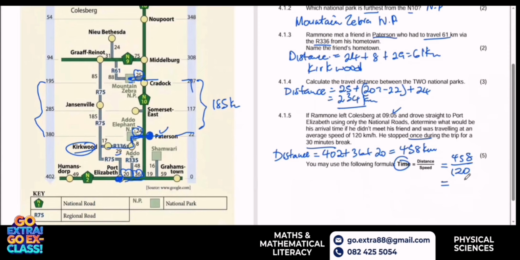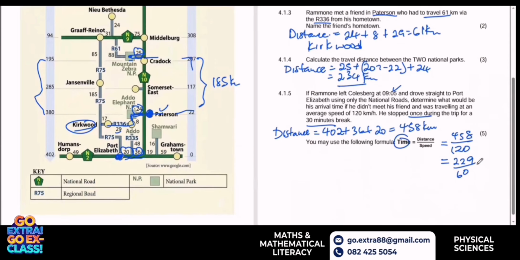I'm sure that in your calculator, if you divide this, maybe you'll get something that will look like 229 divided by 60. Remember, this is still an improper fraction, so you need to press S-D in your calculator. When you press it, this is what you will find: 3.81667. So this is what you're going to get in your calculator.